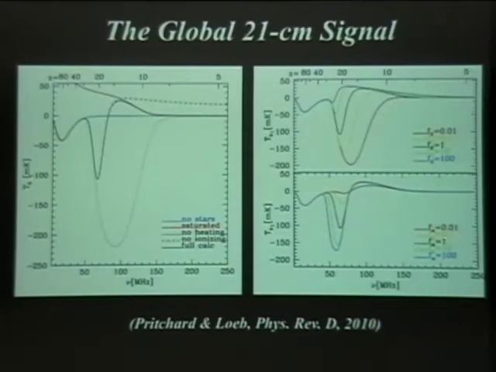If you allow a lower level of Lyman alpha emission, then of course you get closer to this case of no stars. And so by observing this global signal, we can learn about how much X-ray emission or Lyman alpha emission was produced by the very early stars.